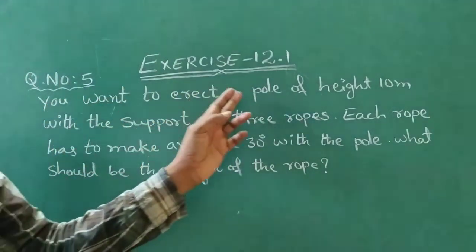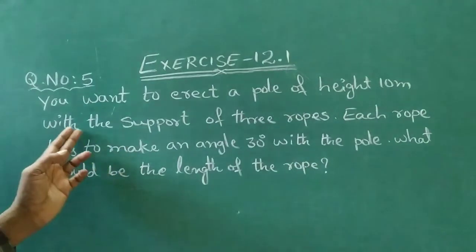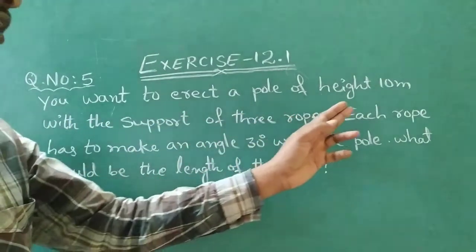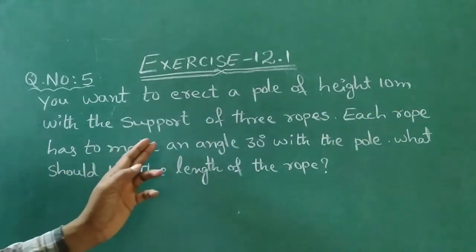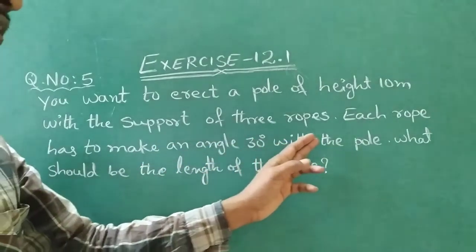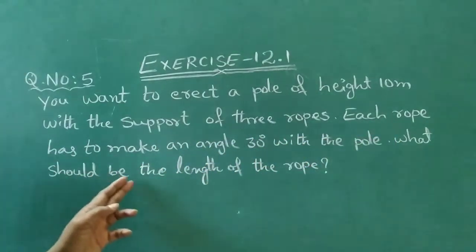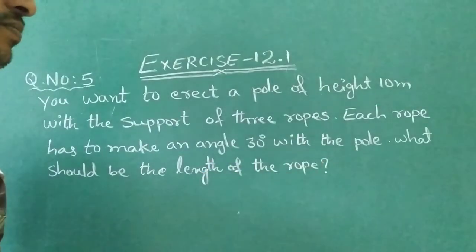You want to erect a pole of height 10 meters with the support of 3 ropes. Each rope has to make an angle of 30 degrees with the pole. What should be the length of the rope?